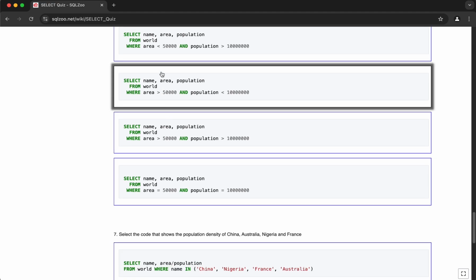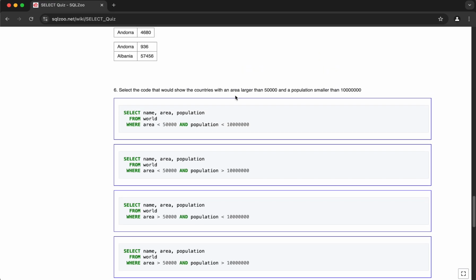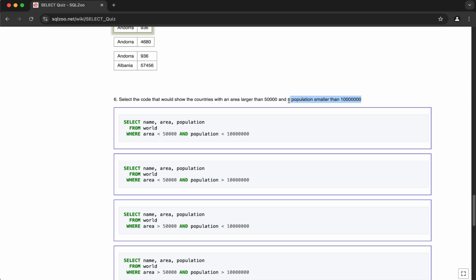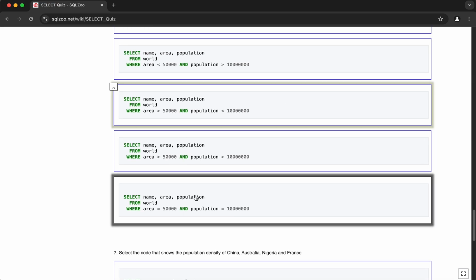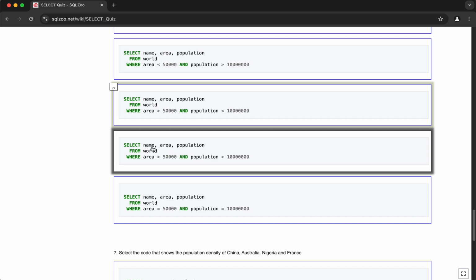Select name, area, and population from world, where area is greater than 50,000. Okay, this is a good sign. And population is less than 10 million. Well, that's what we were looking for right there. So it seems that this is the correct answer. But let's take a look at the last two just to understand what's going on.